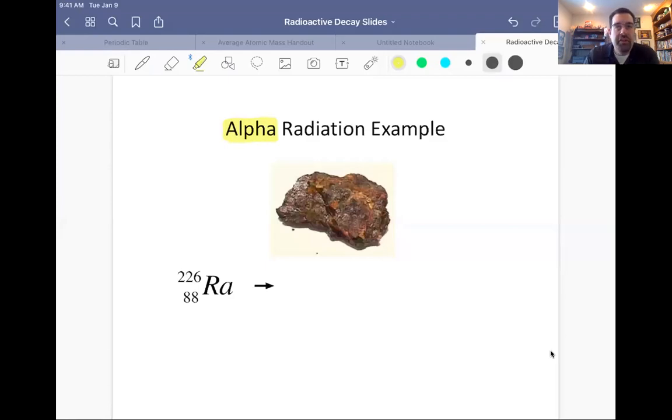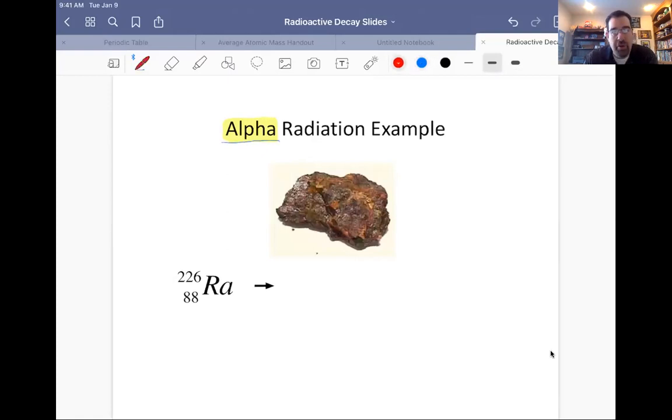Okay, and so if it is alpha radiation, what we want to do here is we want to be able to describe the particle that's given off, and we want to be able to describe the remaining daughter nucleus. And so we're going to go over how to do that right now. So the first thing that we need to do is we need to represent the alpha particle.